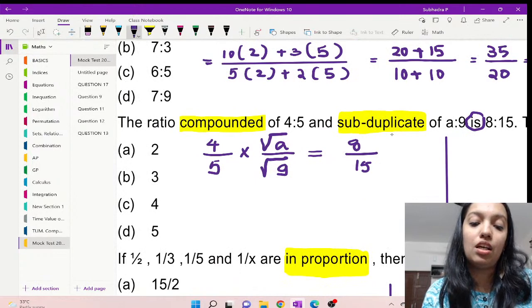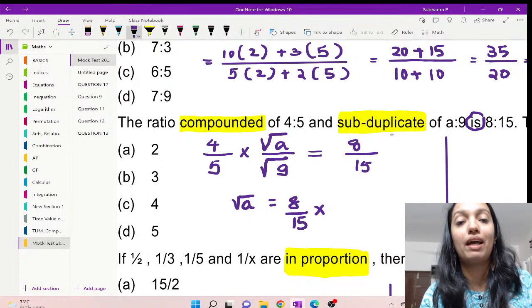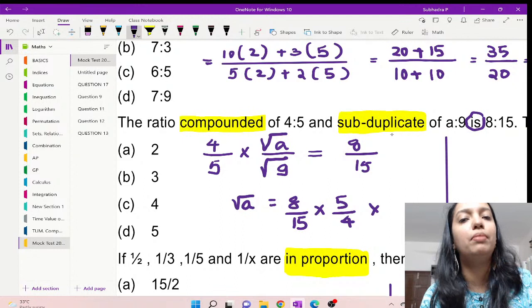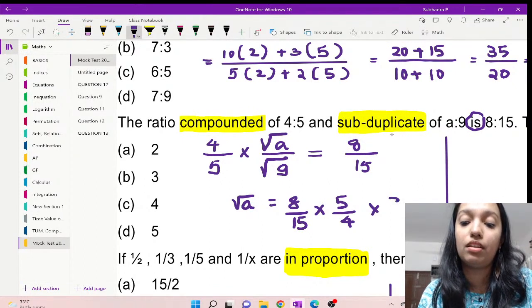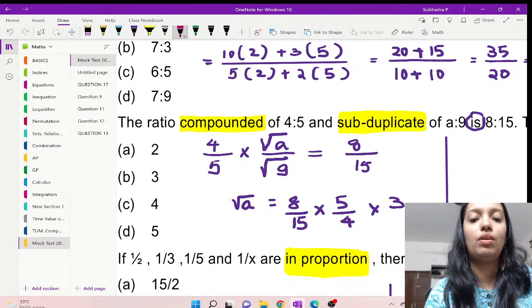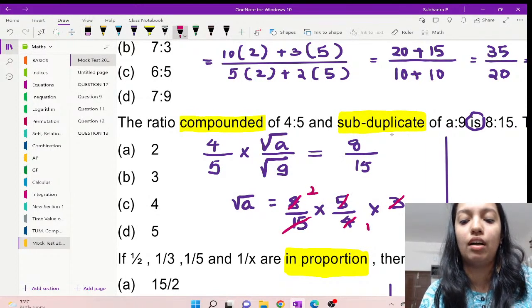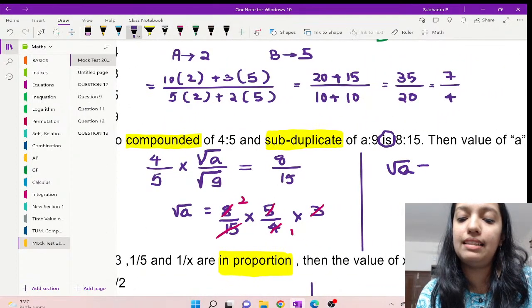So this will be root A is equal to 8 by 15 is already there on the right hand side, into 4 by 5 will go to right hand side, it will become 5 by 4. Root 9 is there in the denominator. What is meant by root 9? 3. Take 3 to the right hand side, which is there in the denominator, will go to the numerator now. Can you cancel it? Can you kill some things? Of course. 3 5s are 15. 4 1s are 4, 2s are 8. So I got the answer root A is equal to 2.